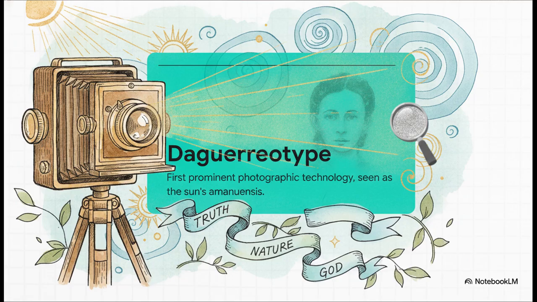But you really have to understand how people in the 19th century viewed this thing. They didn't just see it as a neat gadget. They viewed it as a mystical phenomenon. They called it the Sun's amanuensis, which basically meant it was dictated directly by the sun, by nature, by God. It stripped away all human deceit and the painter's bias to capture the exact, unedited truth of reality.